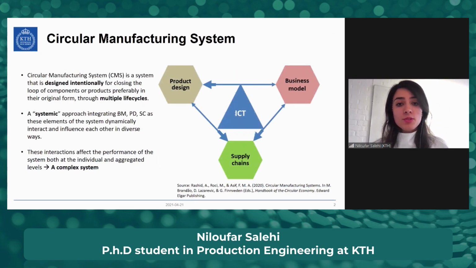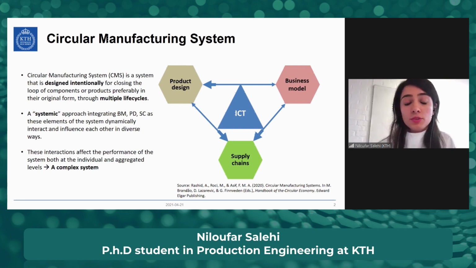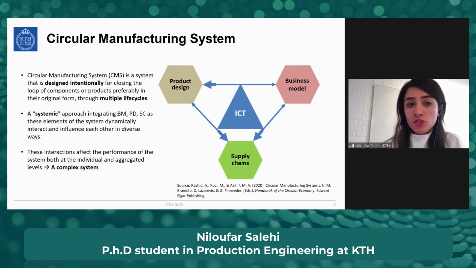So as it was explained and discussed in the first presentation by my colleague Malvina Roci, a circular manufacturing system, in the context of both manufacturing, production, and also circular economy, is a system that is designed intentionally to close the loop through multiple life cycles and preferably to maintain the material, components and products in their original form. A circular manufacturing system consists of three main functions or pillars: product design, business model, and supply chain. That's to implement circular economy in the manufacturing systems.